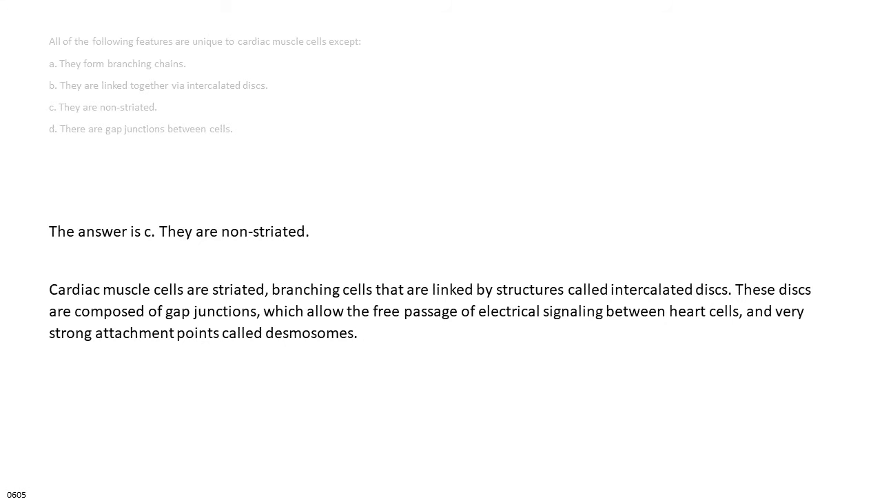The answer is C. They are non-striated. Cardiac muscle cells are striated, branching cells that are linked by structures called intercalated discs. These discs are composed of gap junctions, which allow the free passage of electrical signaling between heart cells, and very strong attachment points called desmosomes.